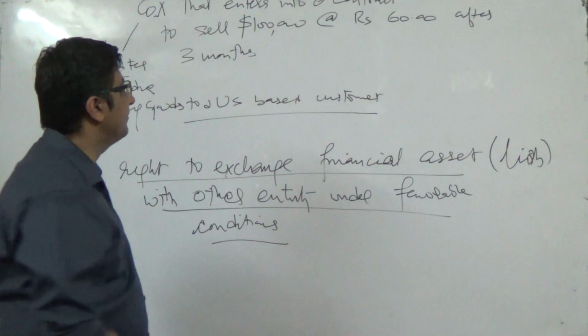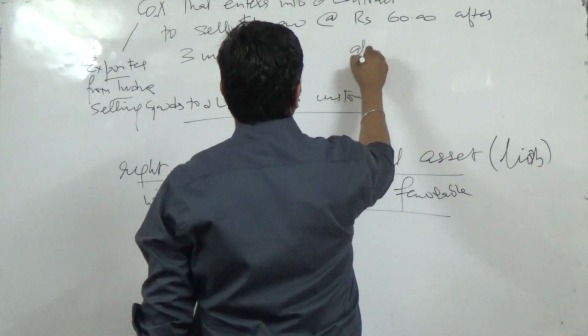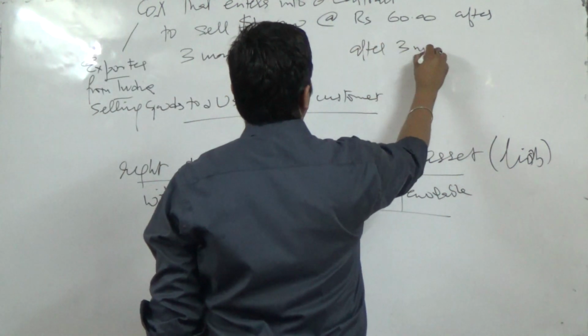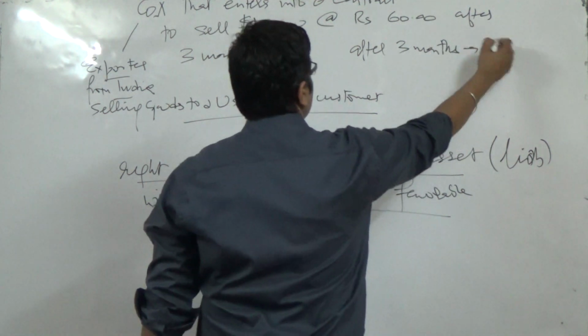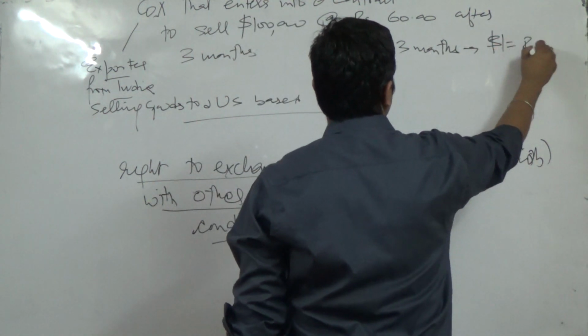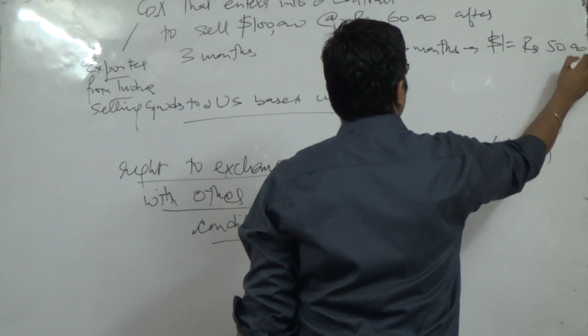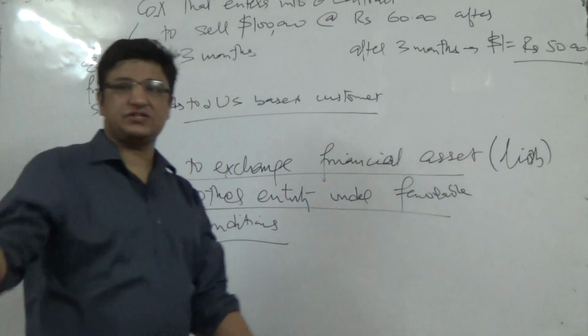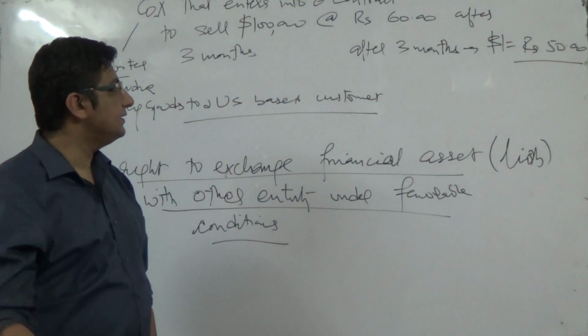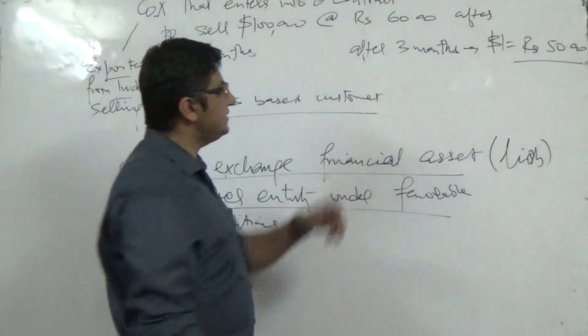Let us say, after 3 months, $1 is equal to rupees 50. I'm just putting in a very extreme rate here, 50 rupees. Now, the key is that this is the spot rate.